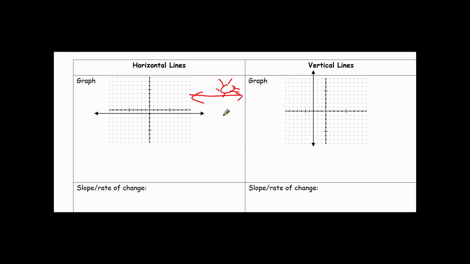Now, what's the slope of the horizontal line and the slope of the vertical line? Now, it's real easy if I just pick some points to figure out what this is. So what's my rise? My rise is 0, and my run, in this case, is 3. So 0 over 3 is just 0.